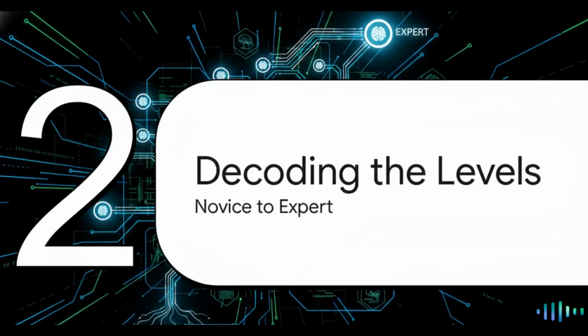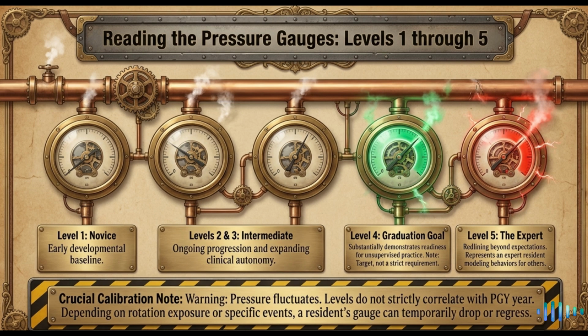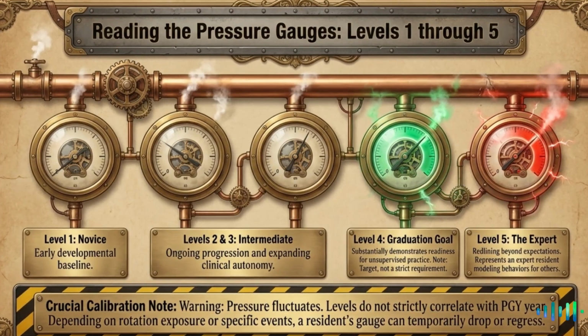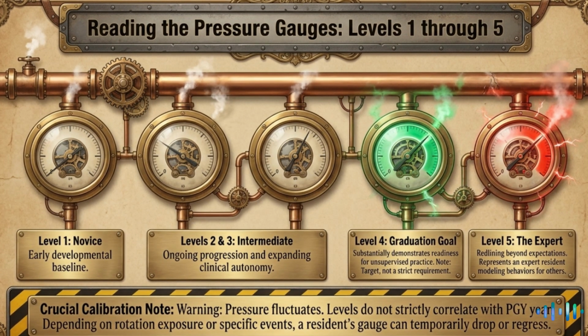Decoding the 5 levels. All right, so the milestones are broken down into 5 distinct levels. Moving from level 1 up to level 5 is essentially synonymous with your progression. You're leveling up step by step as you demonstrate increasing competency. You start at level 1, which is basically the novice resident who's just getting their bearings and demonstrating basic knowledge, but as you gain experience, you'll cruise through the intermediate and advanced stages of levels 2 and 3, building right up to level 4, which is the graduation goal. And hey, maybe you'll even push into the highly advanced level 5.